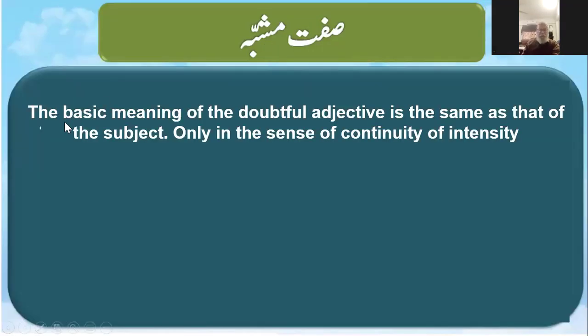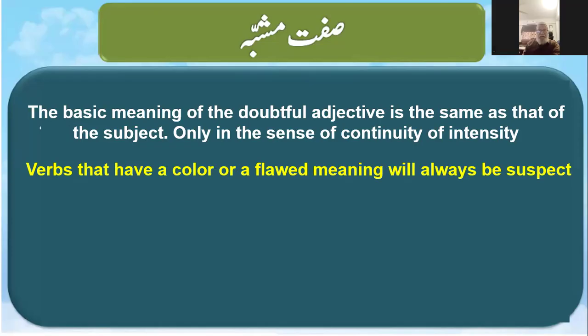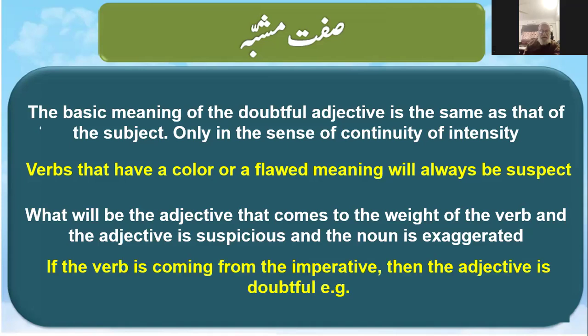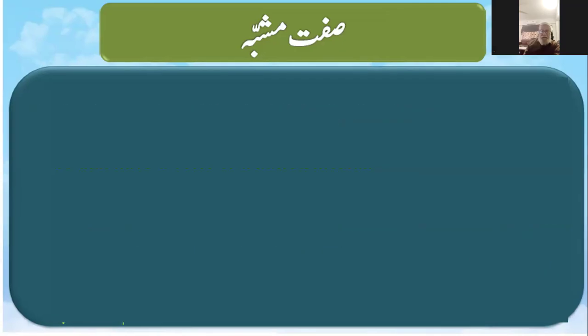Then the sifa mushabba, the basic meaning of the doubtful adjective is the same as that of the subject, only in the sense of continuity and intensity. Words that have a color or a flaw meaning will always be suspect. What will be the adjective that comes on the weight of the verb, where the adjective is suspicious and the noun is exaggerated? If the verb is coming from the intransitive, then the adjective is doubtful. For example, karimun, azimun, etc.